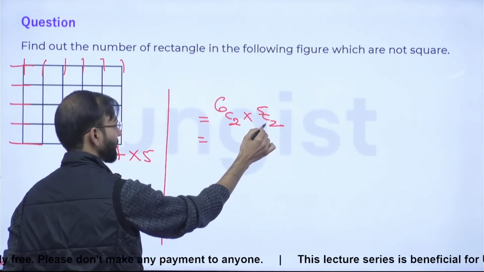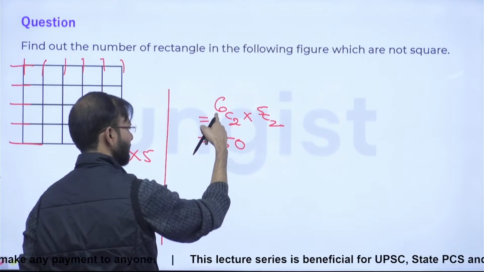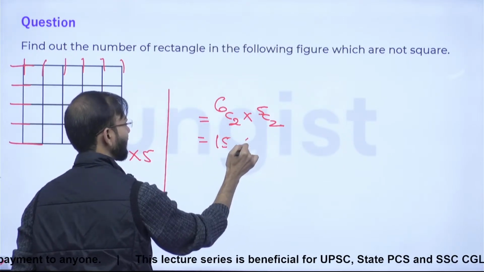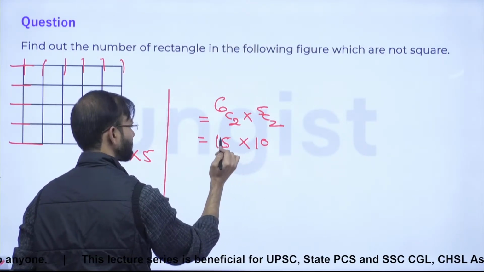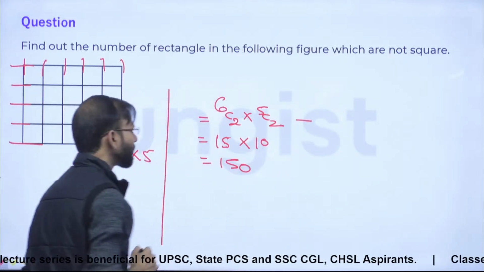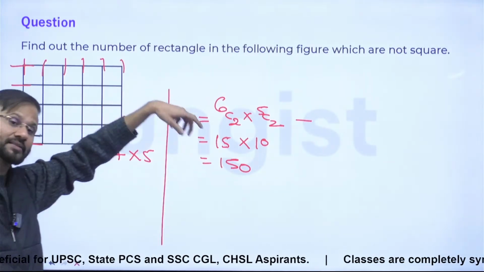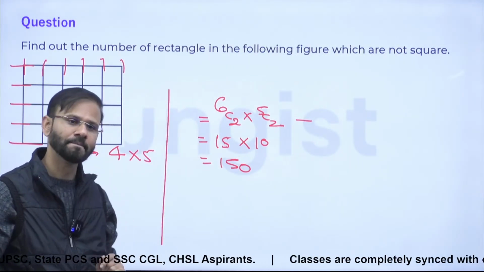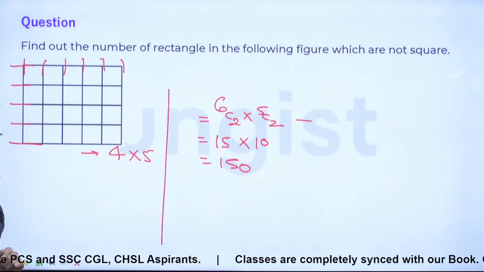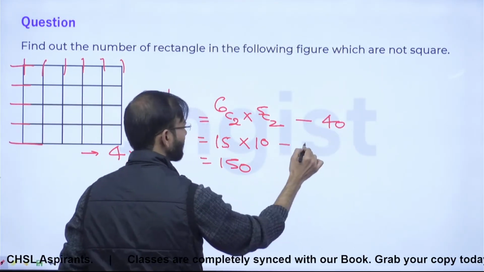15. And what is this? 10. 150. Correct, everyone? This is 15 and this is into 10. Correct? So this is 150. Good. Now, total number of squares in this figure we have already calculated. What was the answer? The answer was 40. Yes, sir. Do you remember that? Right? So this minus 40.